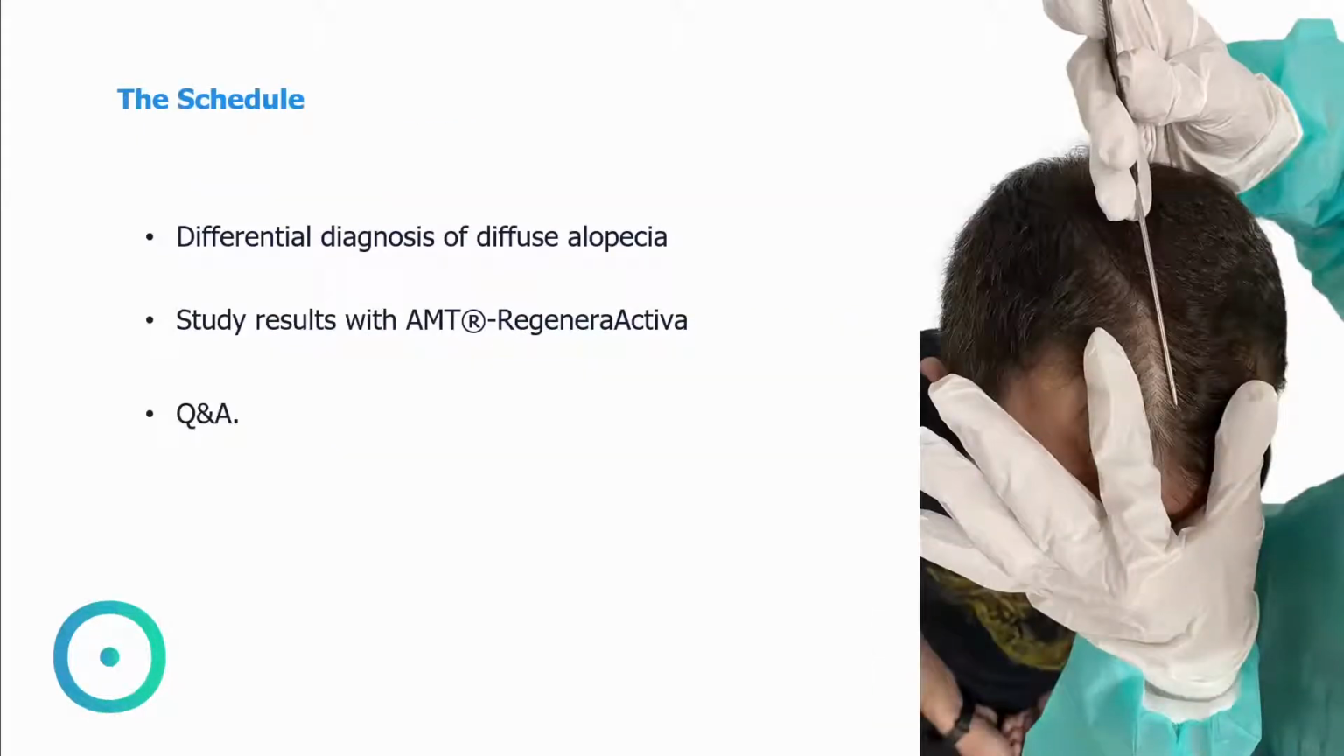We have divided the webinar in 3 main parts. First, we are going to talk about the differential diagnosis of diffuse alopecia. Later, our second speaker will share with us the results of a study that they are performing with our technology. And finally, we will have time for all your questions and comments.